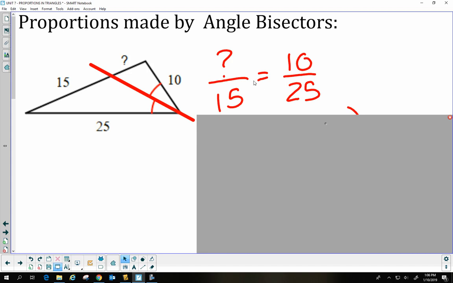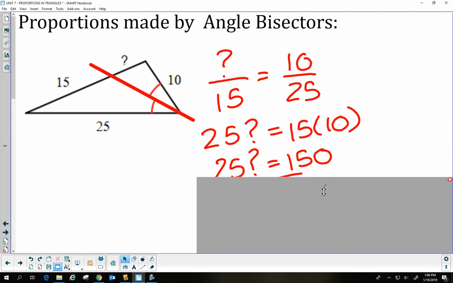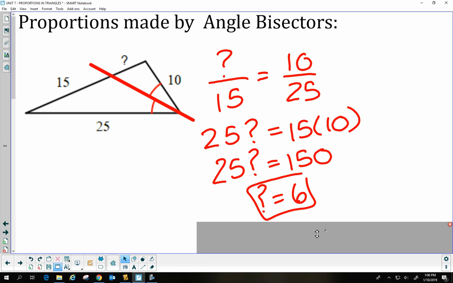And now once we have a proportion written, we solve it just like we've been solving proportions now for the last couple weeks. Cross multiply, simplify, and solve to get this piece to be 6.